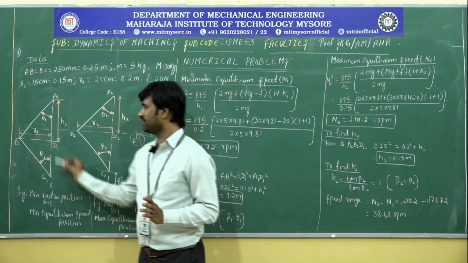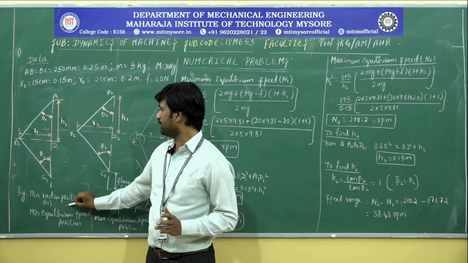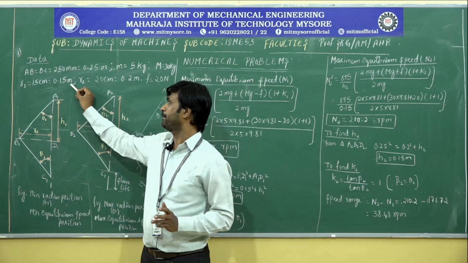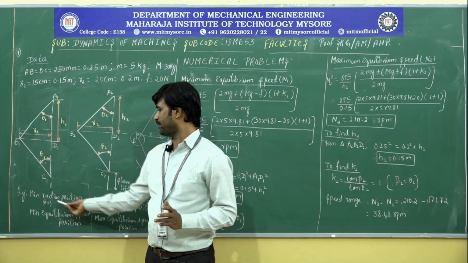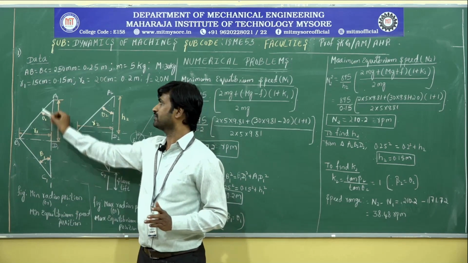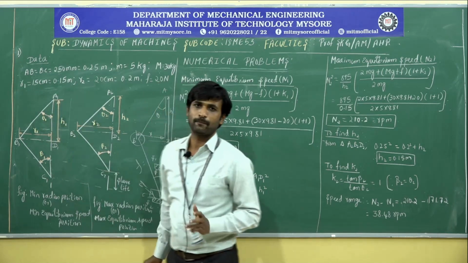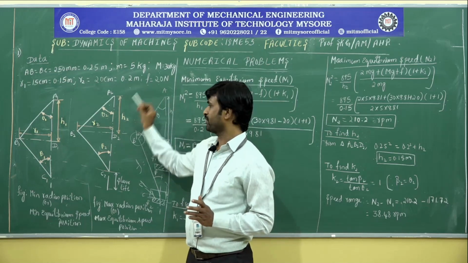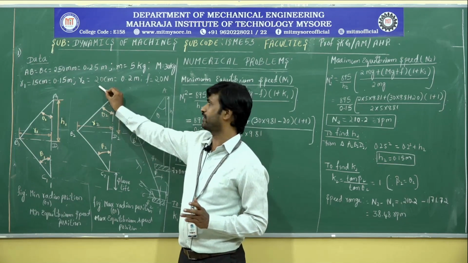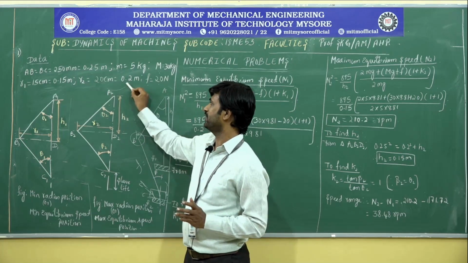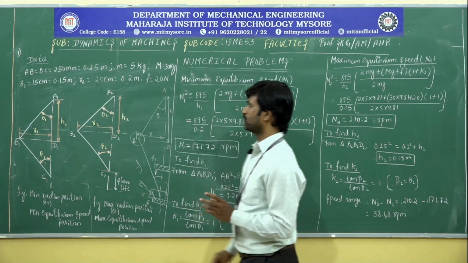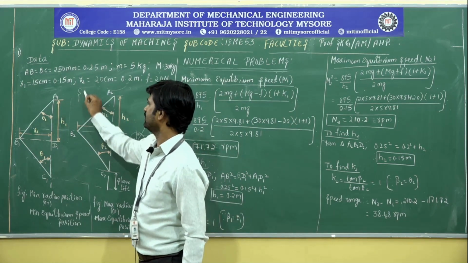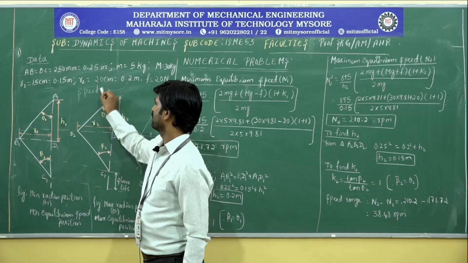And they have said that when the governor is at minimum radius position, the radius of rotation is 0.15 meters. So the minimum radius we are denoting by R1, so the value of R1 will be equal to 0.15 meters. Similarly, the maximum radius of rotation in the problem, they have stated that it will be equal to 20 centimeter. So if I convert into meter, it becomes 0.2 meters. So by making use of these data, we need to find the speed range.